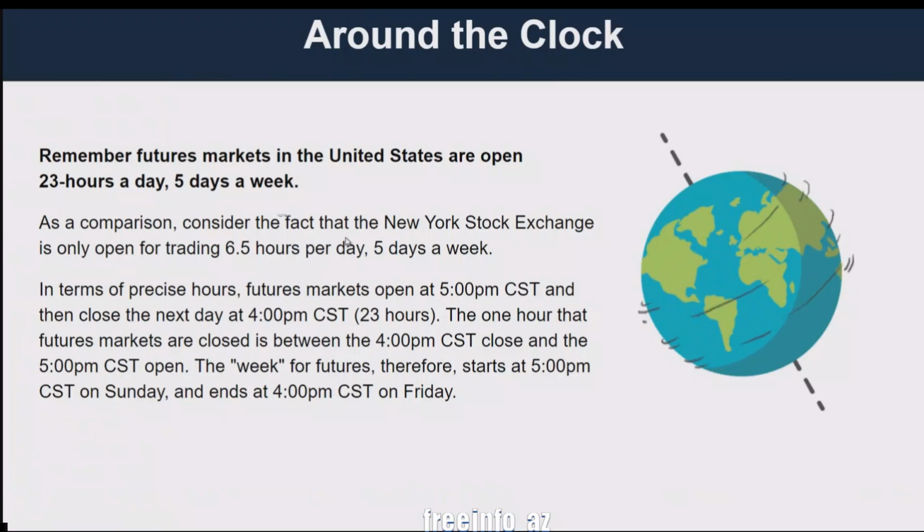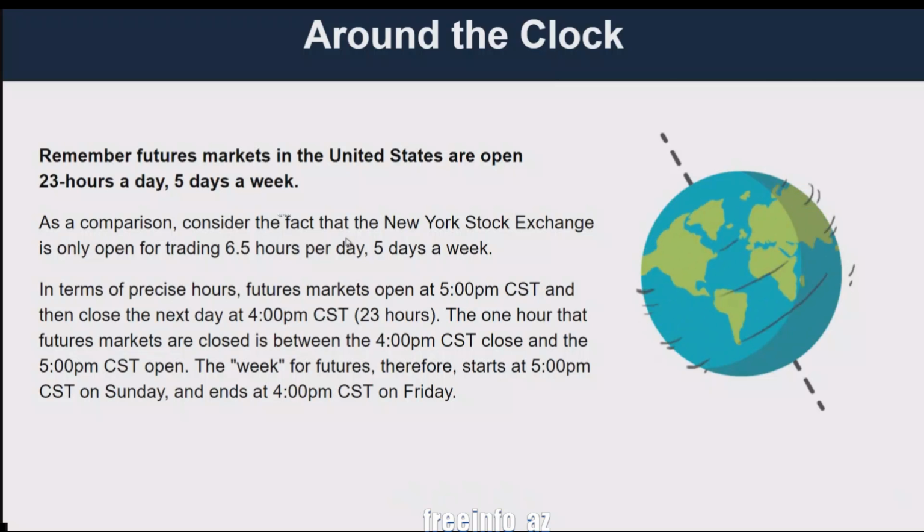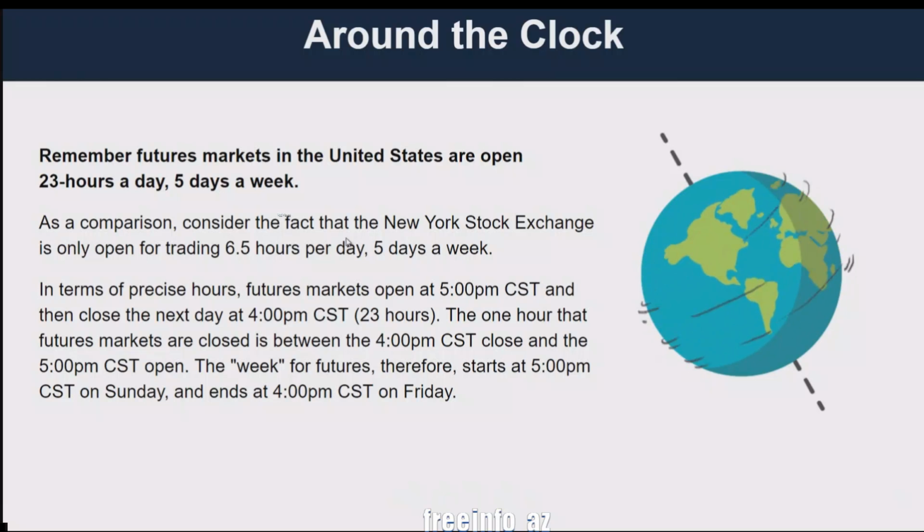Around the clock, futures contracts are always trading, except for Friday afternoons and Saturday. But they do start up on Sundays, like we discussed. There's a wealth of knowledge here, multiple slides you can access to help memorize this. But the one hour that futures markets are closed, like I said earlier, is between 4 and 5 Central. The week for futures, therefore, starts at 5 p.m. Central on Sunday and ends at 4 p.m. on Friday. So it's Sunday at 5 p.m. to Friday at 4 p.m. Okay?